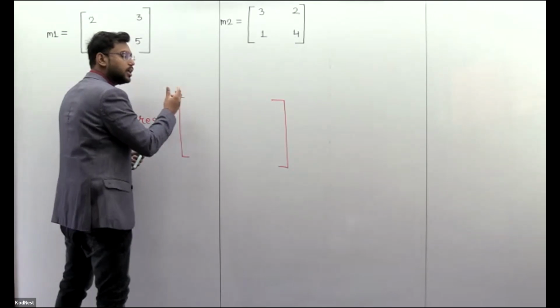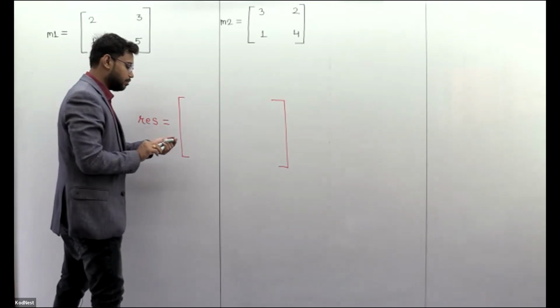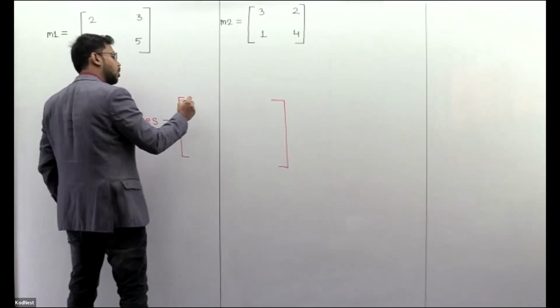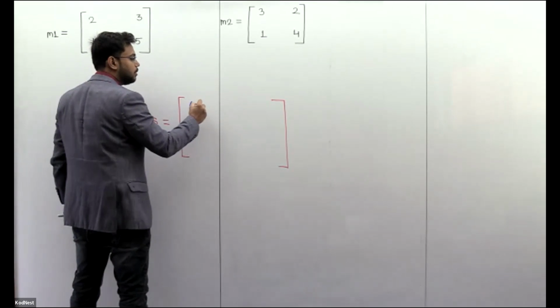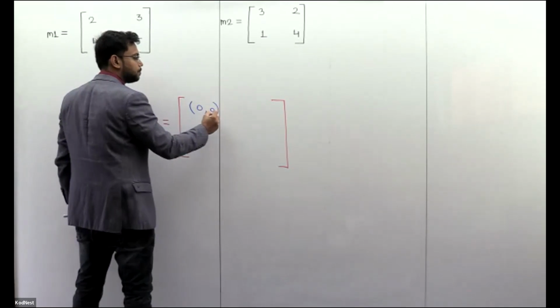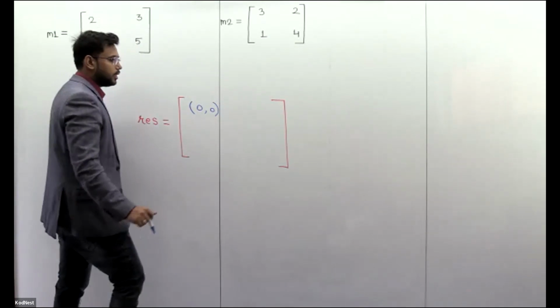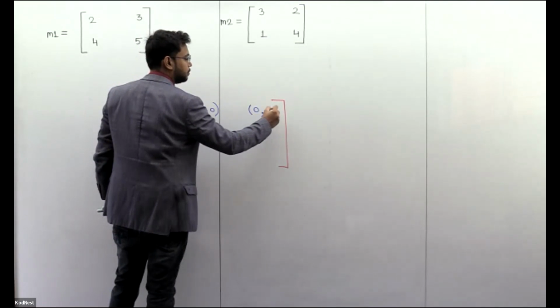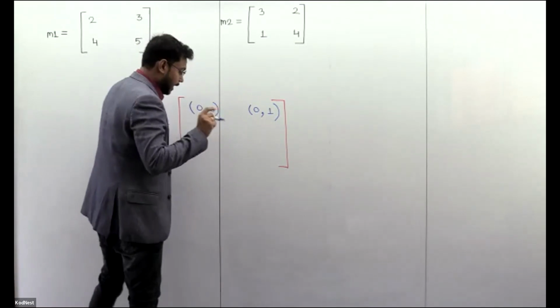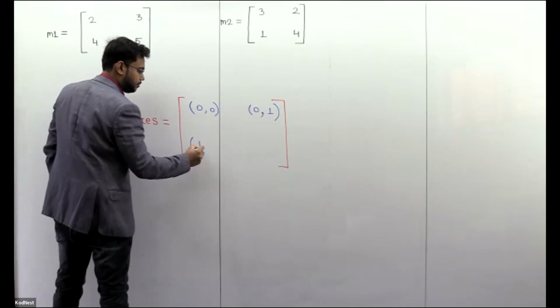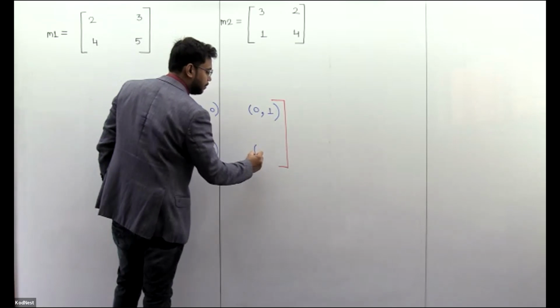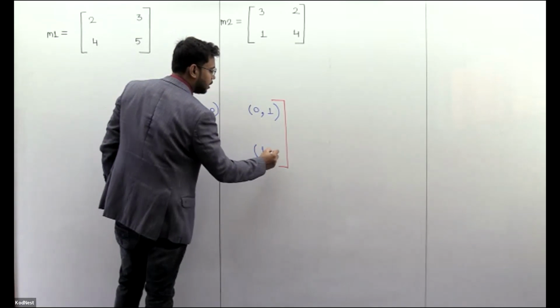I will write the indexes for those 4 elements, that is, at which position I want the elements. So I want one element which will be 0, 0. Another element will be 0, 1. Another element will be 1, 0. Another element will be 1, 1.